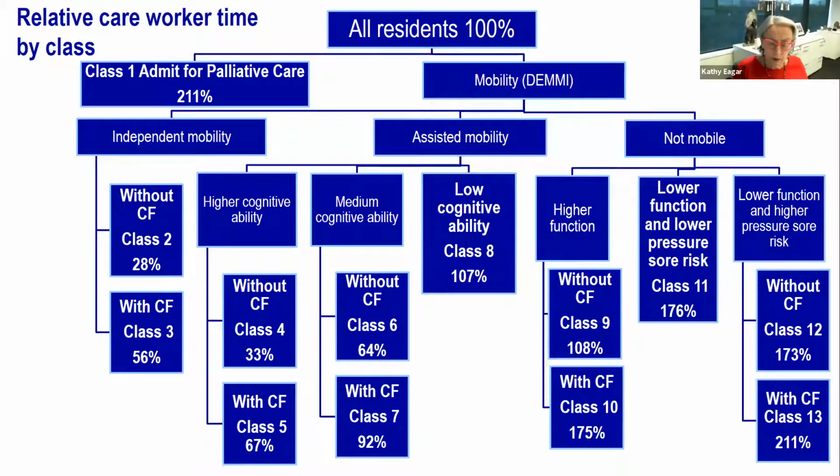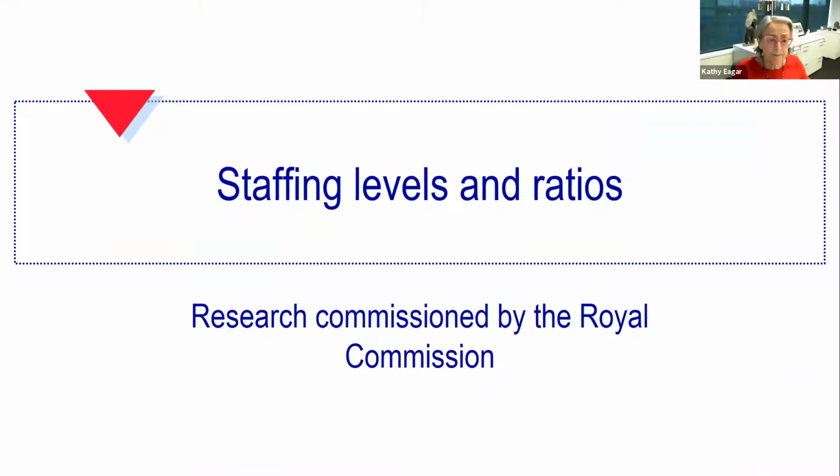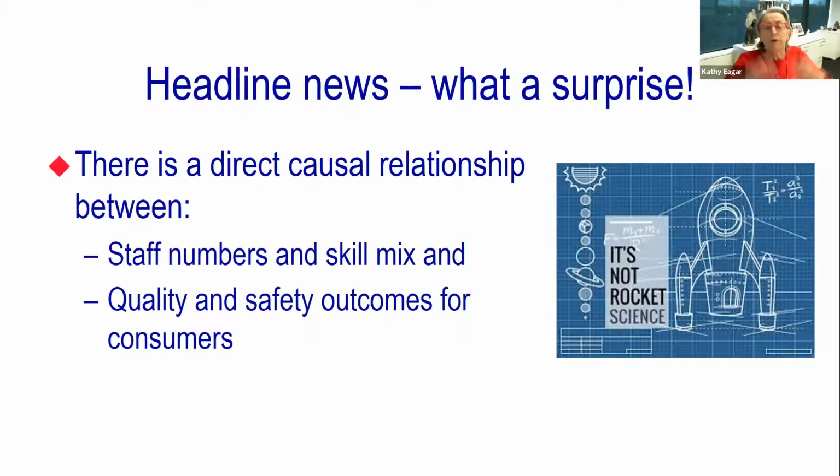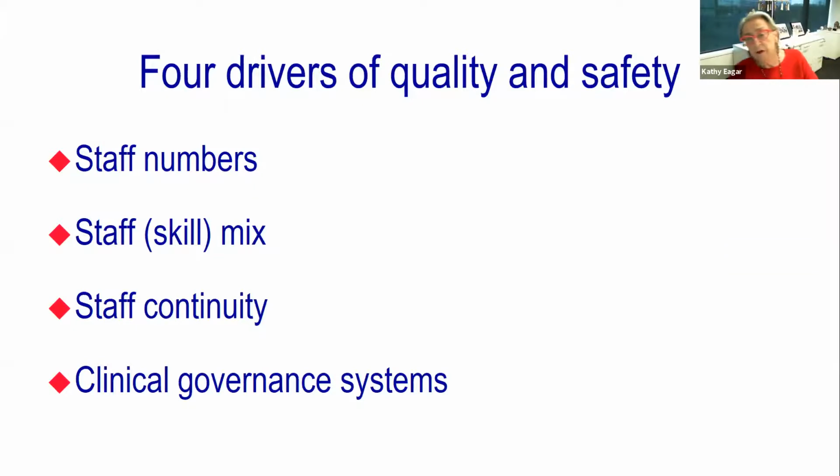So this last one is my care worker one. And you'll see the relativities are very extreme and they are the major cost driver, of course. When I move very quickly to the staff levels and ratios, guess what? Major surprise, we found a direct causal relationship between the staff number and skill mix and quality and safety. The international literature is really clear about this. The 4 major predictors of quality and safety in aged care are staff numbers, staff skill mix, we don't have enough registered nurses, staff continuity, agency nurses and use of large casual pools is a major problem, and also clinical governance. So they're the 4 predictors.